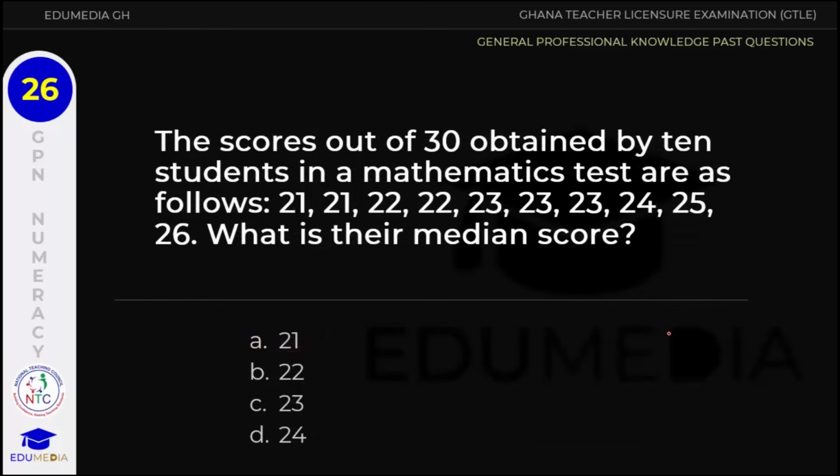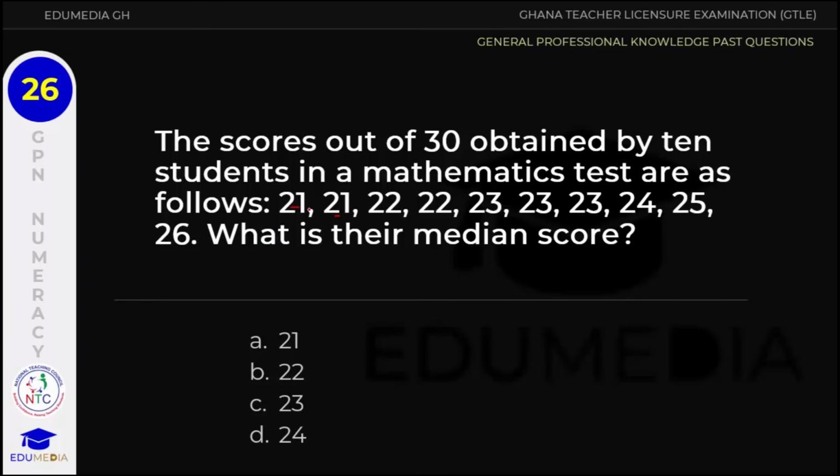Question 26. The scores out of 30 obtained by 10 students in a mathematics test are as follows: 21, 21, 22, 22, 23, 23, 23, 24, 25, and 26. What is their median score? So with this, these are 1, 2, 3, 4, 5, 6, 7, 8, 9, 10. These are 10 numbers. And these 10 numbers are also arranged from the lowest to the highest. And that's even making our work very easier for us.